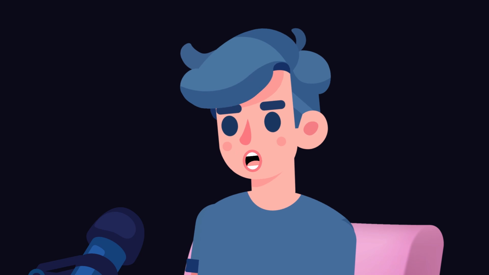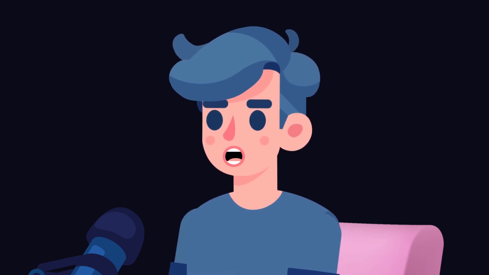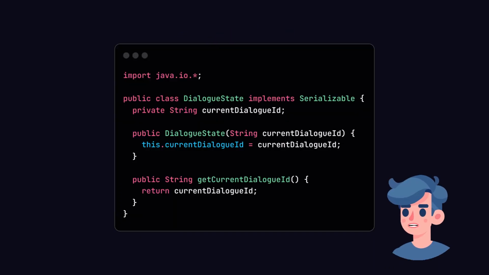Next, let's discuss how to improve user experience within our dialogue system. You might want to add features like saving dialogue states or allowing nonlinear story progression. One way to save and load dialogue states is by using serialization. This way, you can store user choices and restore them later. Here's a small example of how you could implement serialization.